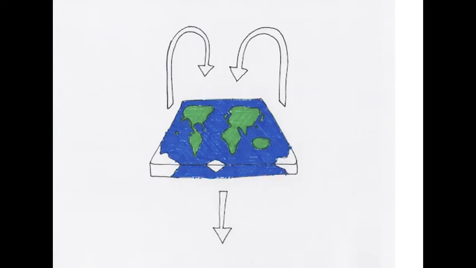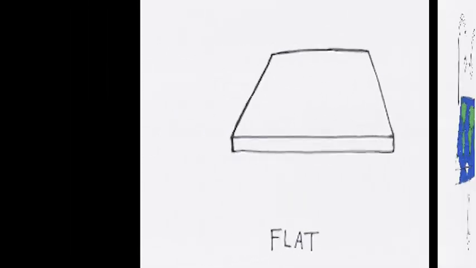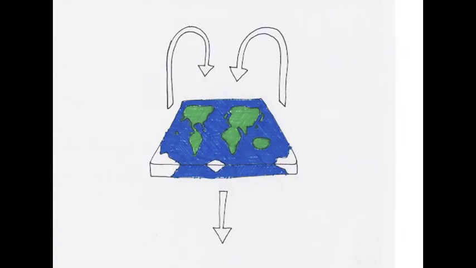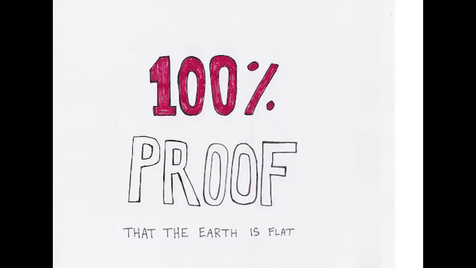All right. Now is where we get into the serious stuff. This is where we dig in, brass tacks. The earth is flat, and here's what it looks like. I'll tell you what these arrows are, and this is the part that's about to blow your mind. This is the part that's 100% proof that the earth is flat.